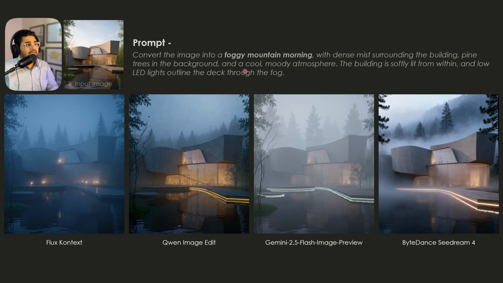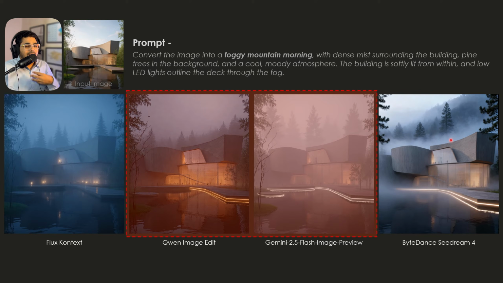Simple. In the next one, I am saying foggy mountain morning, cool moody atmosphere, LED light around the deck. FluxKontext did not do the LED lighting. Qwen and NanoBanana did a good job. I don't really know about Seedream. Is this the fog? It feels like you're using a machine and throwing fog in Seedream output. So that is why in this case, I find it a tie between QwenImageEdit and NanoBanana. Yes, I am too liberal. I have given ties as well because, like I said, I can't judge with quality. I can only judge with the adherence to prompt and the input image.